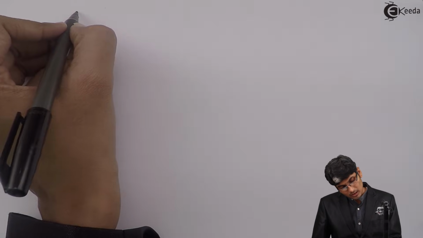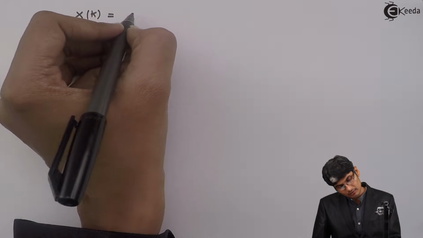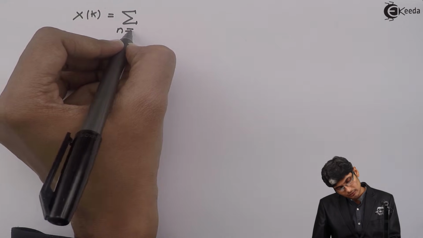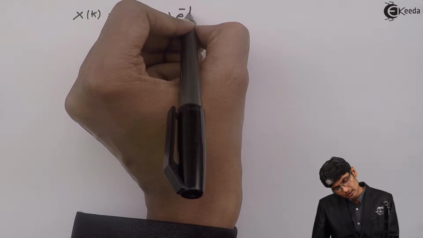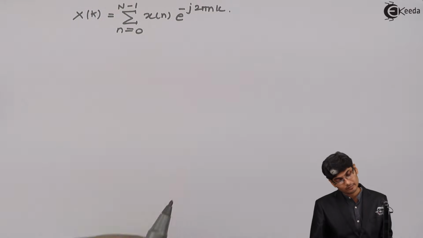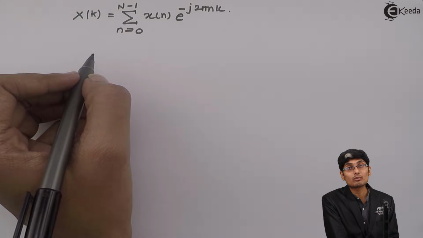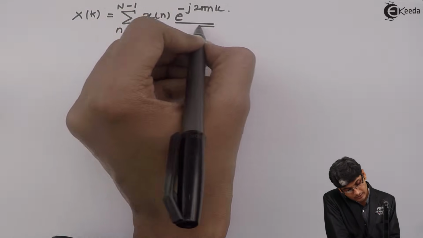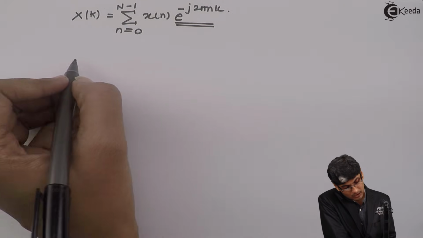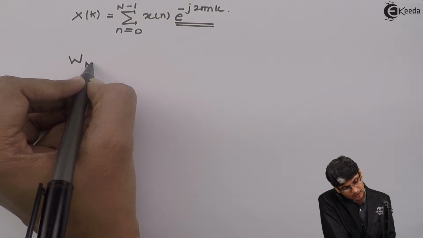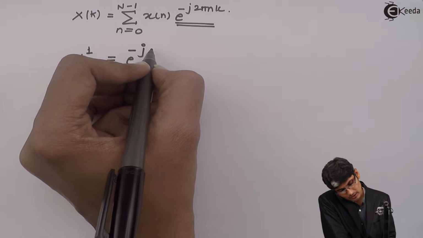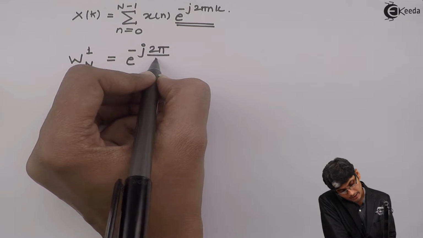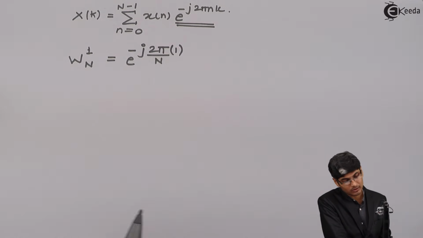So in the definition of DFT, we have X of k, which is equal to summation n going from 0 to N minus 1, x of n e raised to minus j 2 pi nk by N. Right. So I say twiddle factor as this, we called it as a twiddle factor. Now the twiddle factor definition is given as W_N raised to 1 is equal to e raised to minus j 2 pi by N.